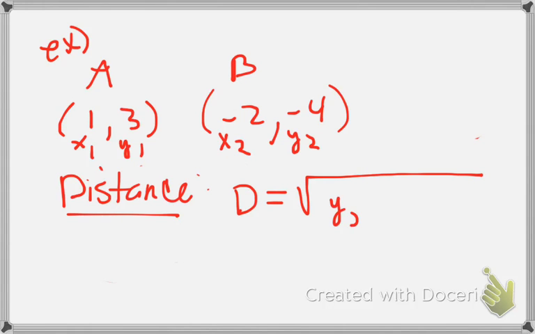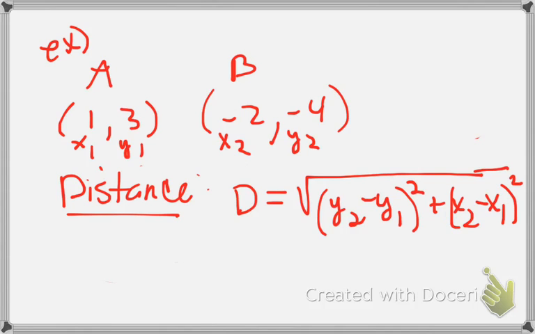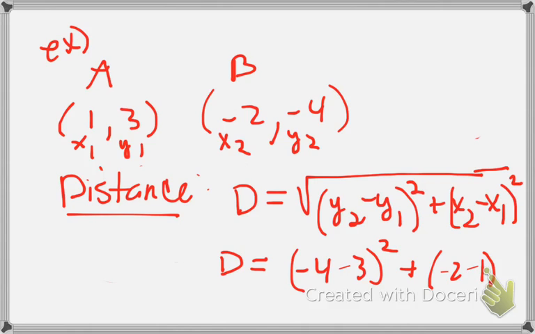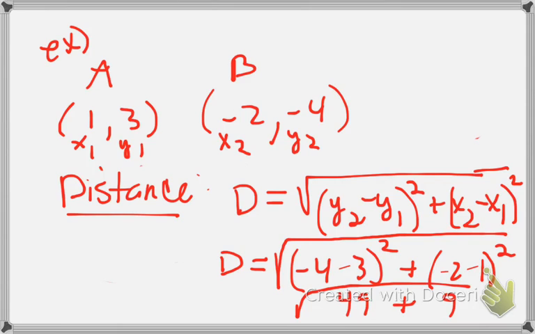Okay, so that'll be y2 minus y1, whole thing squared, plus x2 minus x1, whole thing squared. All right, so we're basically going to have negative 4 minus 3, whole thing squared, plus negative 2 minus 1, whole thing squared, and then under the square root. And you can keep cleaning that. Negative 4 minus 3 is negative 7, squared is 49, plus negative 3 squared is 9. So the distance is 58, square rooted. So square root of 58.